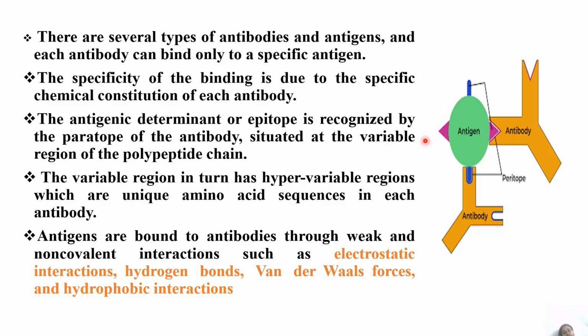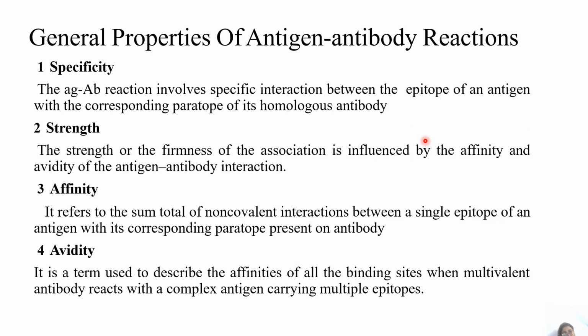Now, the variable region in turn has hypervariable regions, which are unique amino acid sequences in each antibody. Antigens are bound to antibodies through weak and non-covalent interactions such as electrostatic interactions, hydrogen bonds, van der Waals forces, and hydrophobic interactions.